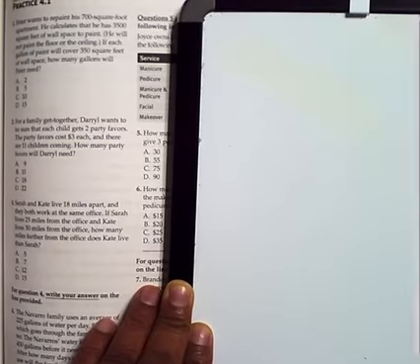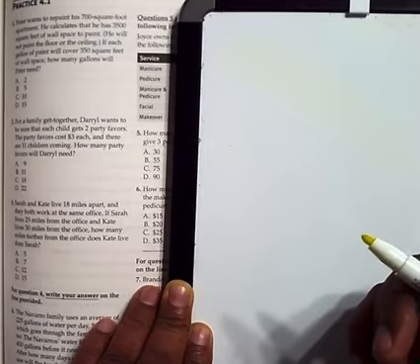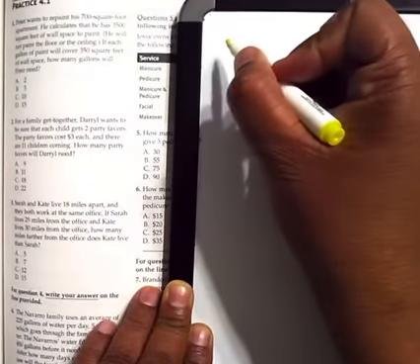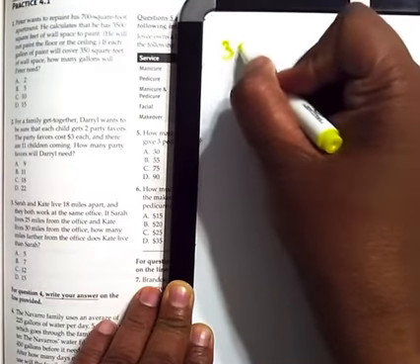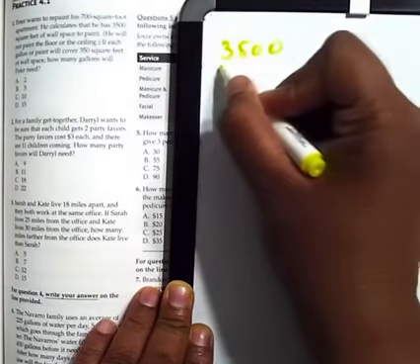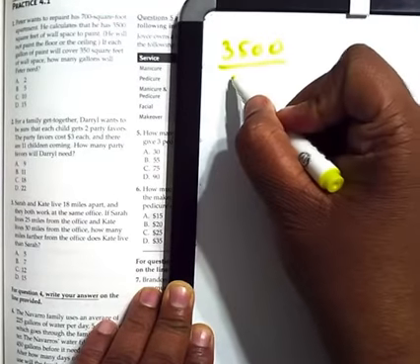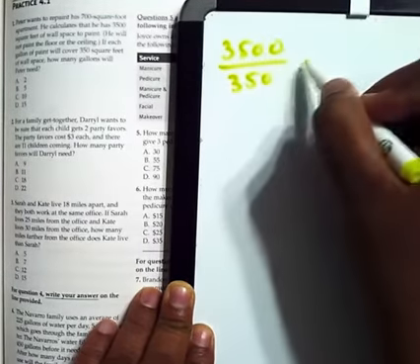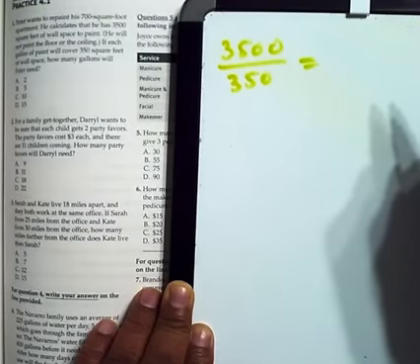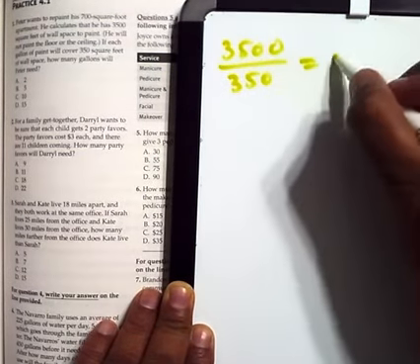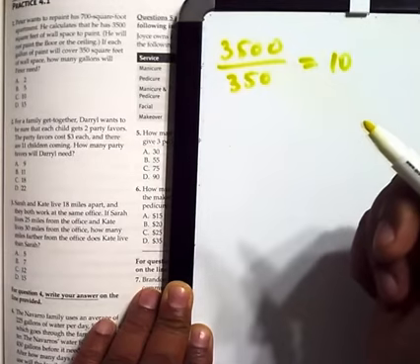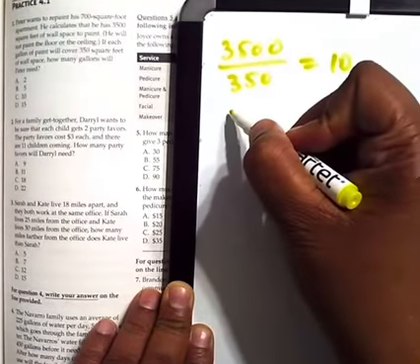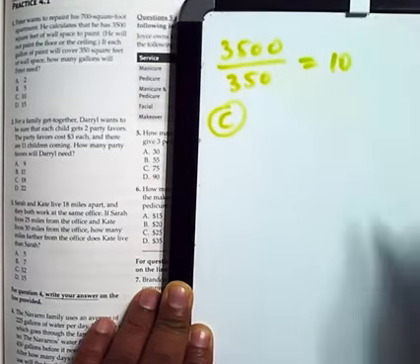the wall. The total amount of wall that needs to be covered is 3,500 and each gallon covers 350, so we'll simply do 3,500 divided by 350, which gives us 10, and that is the answer. So C is the correct answer here.